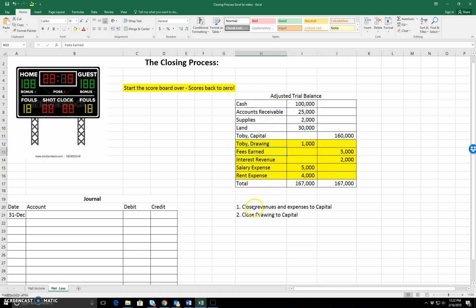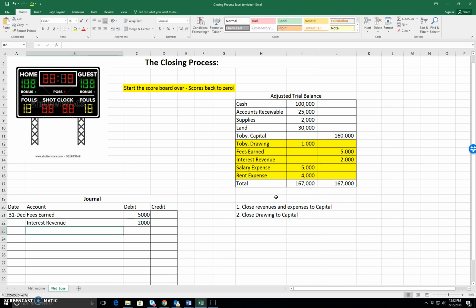So close revenues and expenses to capital is our first step. So we want to close our revenue account. So we're going to look for our revenue accounts, and we have two. We have fees earned. So I want to close it. That means I want to get the balance to be zero. So if it has a credit balance, I want to debit fees earned. I also want to close interest revenue. If it has a credit balance of $2,000, I need to debit it to get its balance to zero.